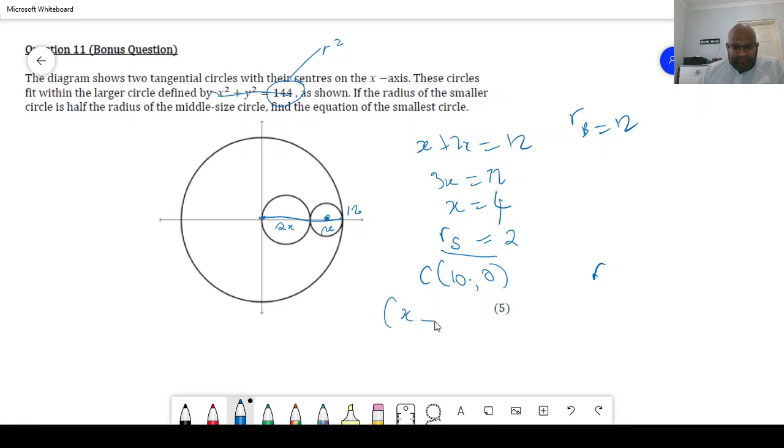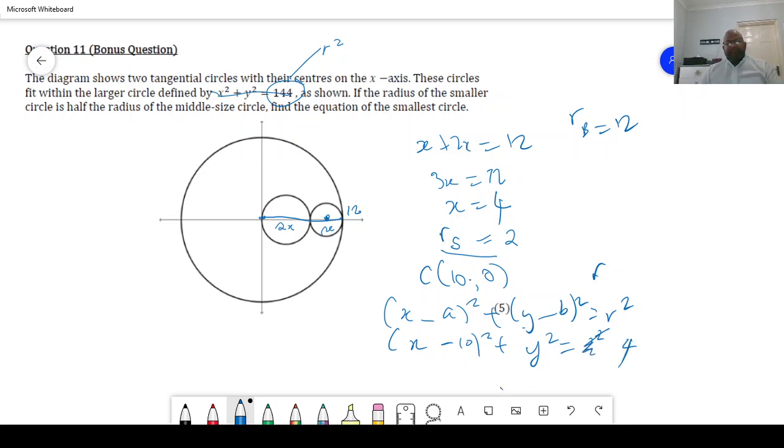So we got X minus A squared plus Y minus B squared is equal to R squared. So it will be simply x minus 10 squared plus y minus 0 squared, which is y squared, is equal to 2 squared, which is 4. Okay, that's the equation of the smaller circle.